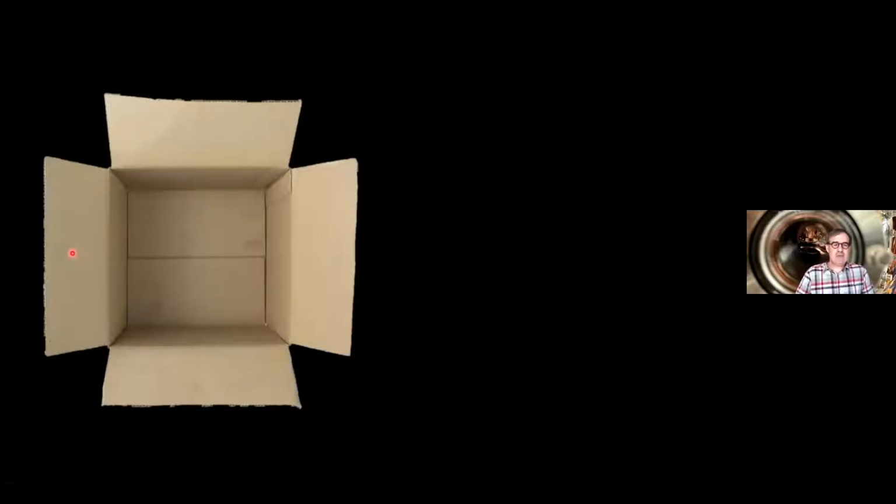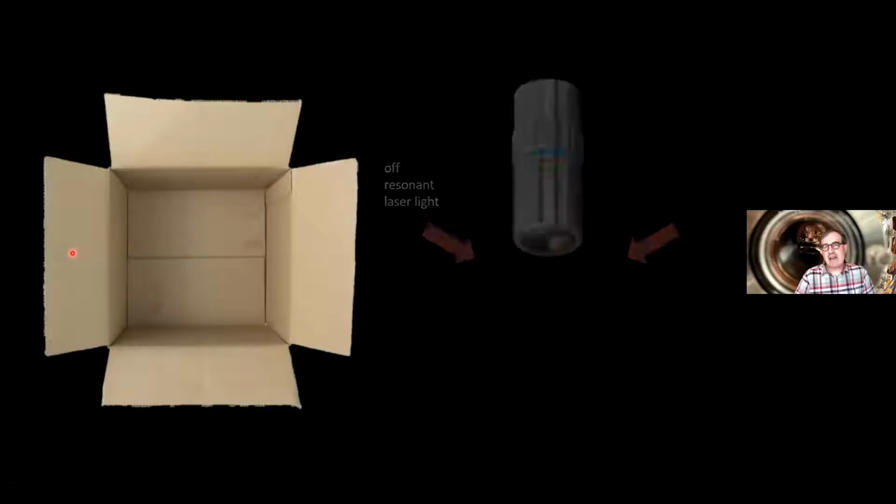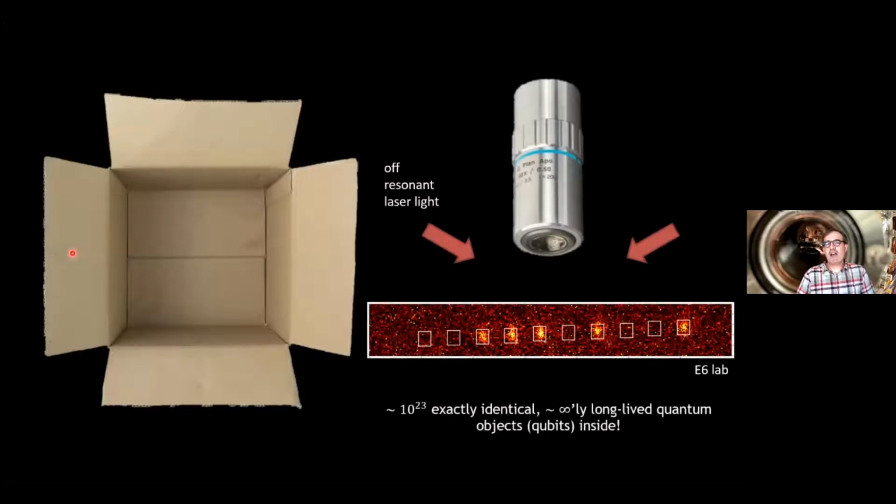But then I decided to turn lemons into lemonade. I bought myself a really great microscope objective, and I set up a couple of laser beams that are close to some atomic resonance. And lo and behold, I found that this box was actually full of lots of extremely high quality qubits. So here's a picture of a few of the qubits that I snagged when I opened the box.